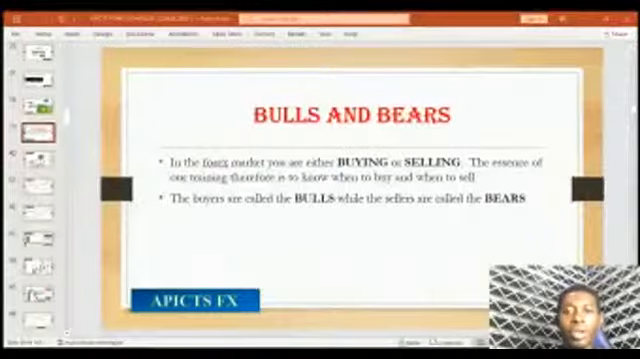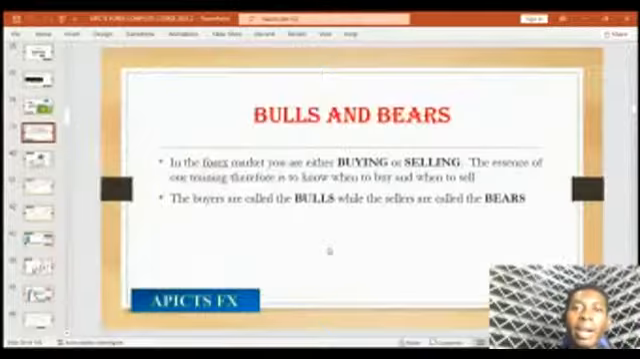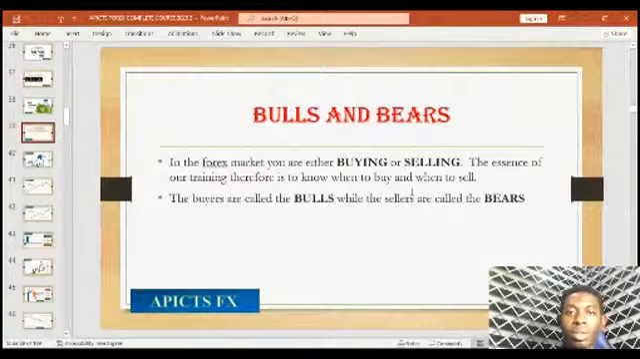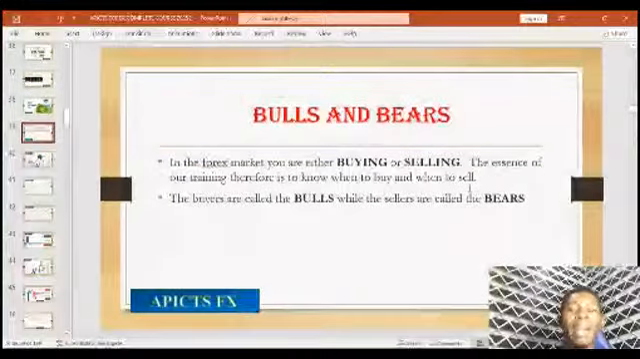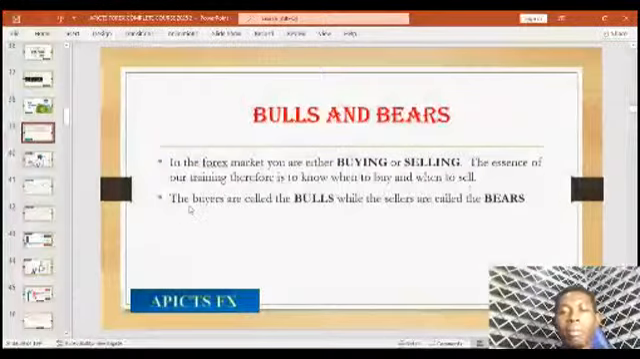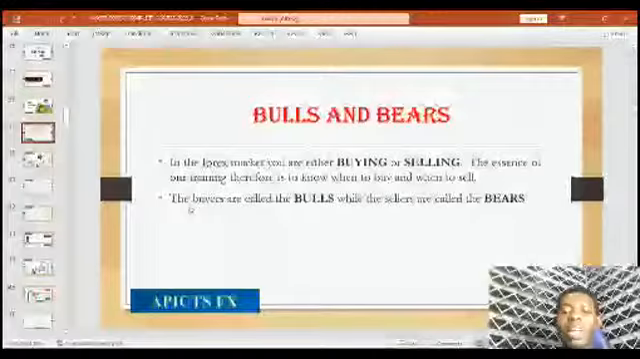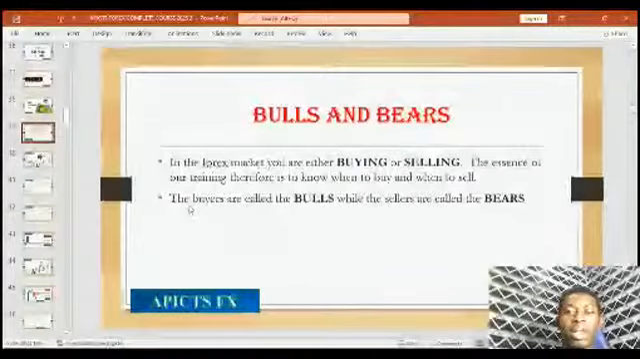So in the forex market, you are either buying or you are selling. The essence of our training, therefore, is to know when to buy and when to sell. This is what we call market analysis. You are using data to find out when to buy and when to sell. That means you are analyzing the market.